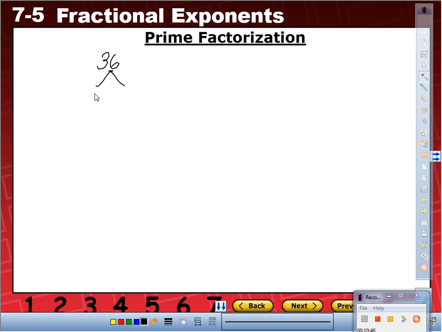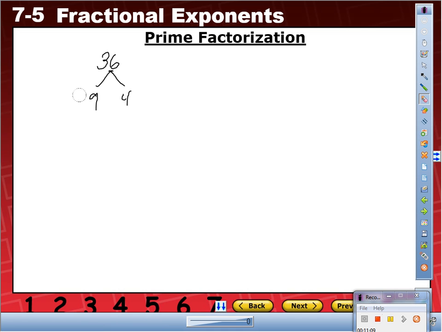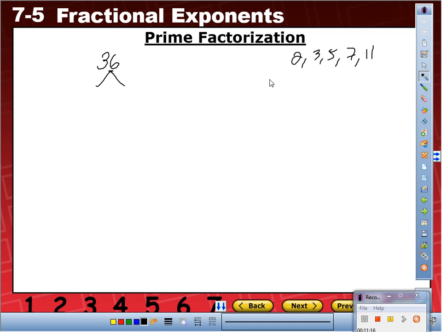Before, you used to do this: 9 times 4, this is 3 times 3, this is 2 times 2. But if this was a bigger number, then you'd end up with two different branches over here, and that's where some of you started making mistakes. Today, I want you to start with the first 5 primes: 2, 3, 5, 7, and 11. You need to start with one of these in order to come up with 2 factors. So I'm going to start with the biggest one. 11, does that divide in here? No. 7? No. 5? No.